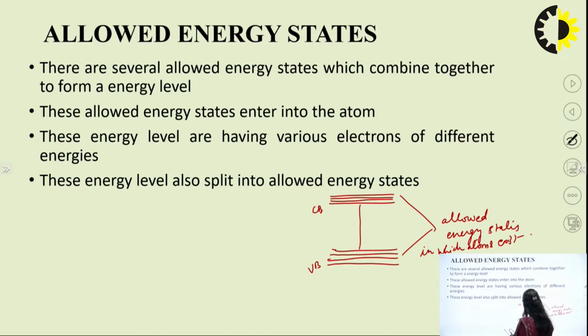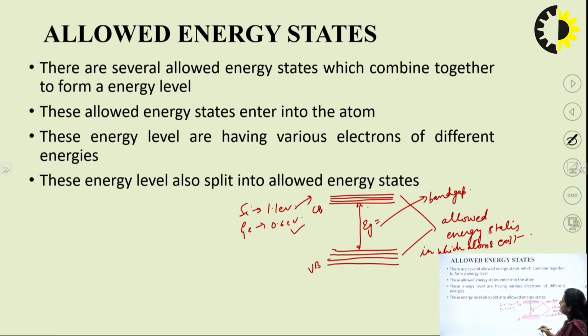The difference between the valence and conduction band is defined as Eg, which is called the band gap. For silicon, this band gap is around 1.1 electron volt, and for germanium it is around 0.6 electron volt. So we can see that the band gap for silicon is higher compared to germanium, which are elemental semiconductors. We already discussed the elemental semiconductors in the previous lectures.